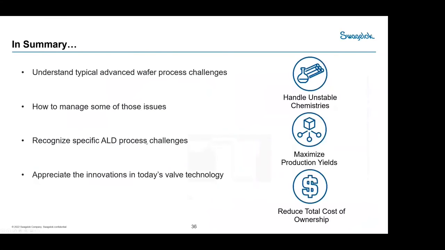So all in all, in summary, I just wanted to leave you with some of the things that we discussed today. We covered understanding the typical advanced wafer process challenges. We talked about handling the unstable chemistry, and maximizing the production yields, how to manage some of those issues. Recognizing the ALD process challenges, we looked at some of those things, which are pretty intertwined with general industry challenges that we see. And then last but not least, we looked at some of the innovation technologies that are extremely important to make sure that we stay ahead of the game, so that our customers' demands are being met. And all of these things basically culminate in reducing the total cost of ownership and improving the profitability.